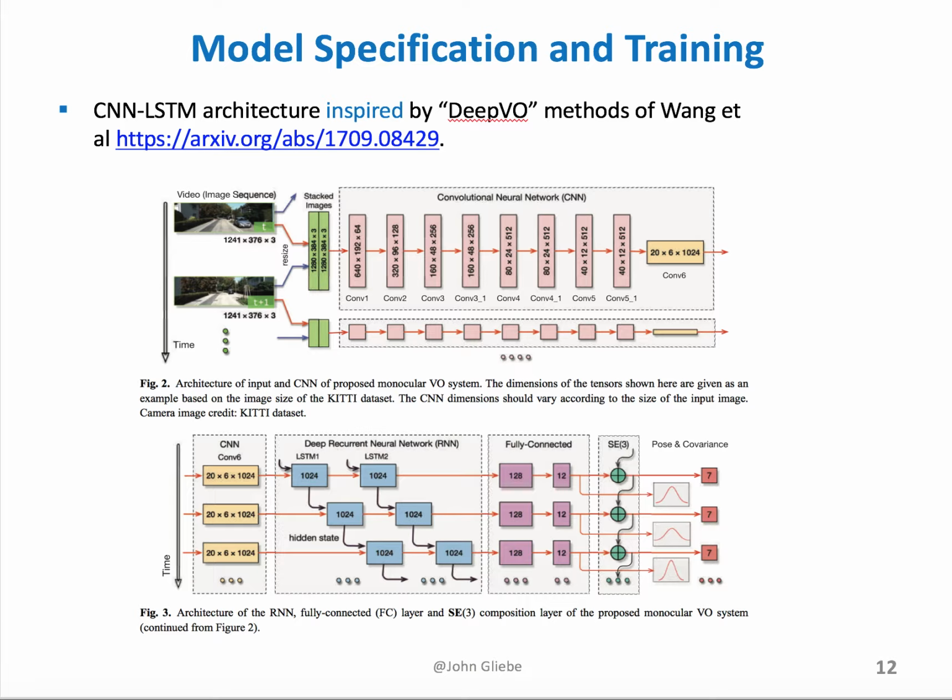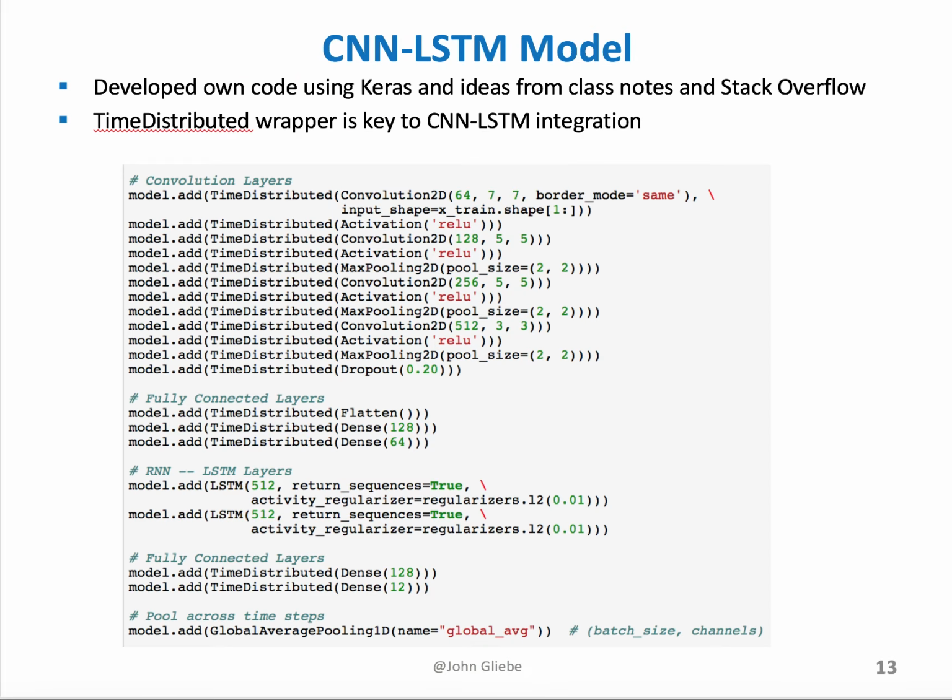All right, now we get to the model specification itself, which was actually inspired by at least 3 different research papers and sets of authors. Here I've listed the one that I've most closely followed, the DeepVO method of Wang et al. at Cambridge University. As you can see, they're inputting pairs of stacked images, running them through a series of convolution layers, then through the deep recurrent neural network using LSTMs, then through a set of fully connected layers, and then finally there's some post-processing, which I did not do.